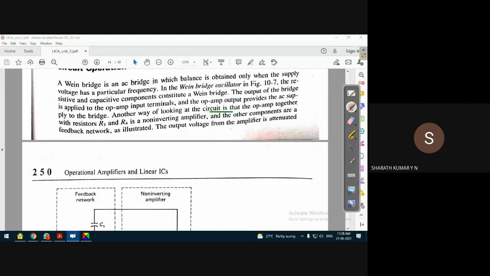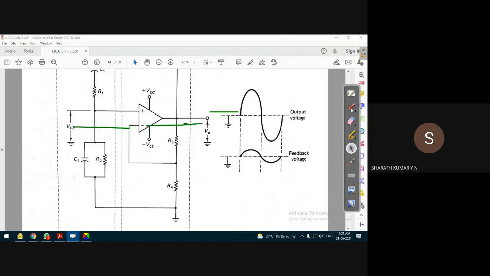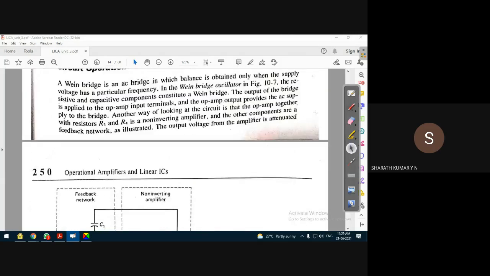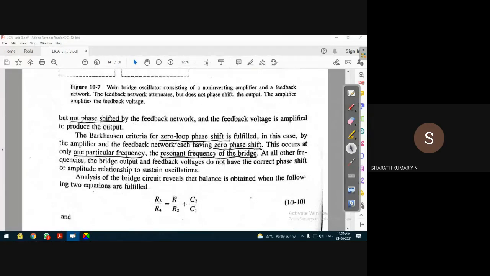Looking at the circuit, the op-amp together with resistors R3 and R4 is a non-inverting amplifier. Yes, definitely, because with R3 and R4, it acts as a non-inverting amplifier. Assume that a voltage is applied to the non-inverting input terminal, and the inverting input terminal is connected to ground through R3 and R4. It is a non-inverting amplifier. So the output voltage of the amplifier is attenuated, but not phase shifted, by the feedback network.